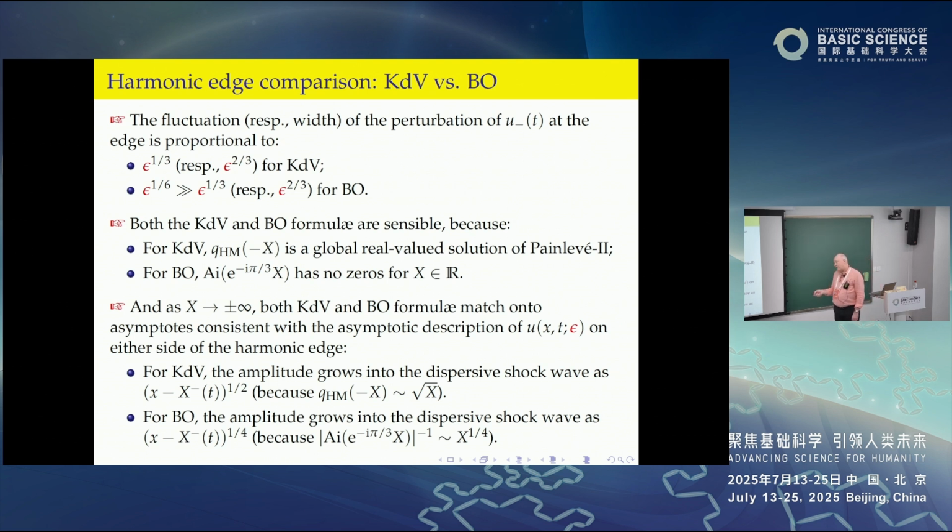Okay. And moreover, as x goes to plus or minus infinity, this KdV formula, also the Benjamin-Ono formulas, they match onto the asymptotes that we already know from the behavior away from the harmonic edge, I would say. So for KdV, the amplitude grows like a square root going away from the center. That's because the Hastings-McLeod solution behaves like a square root. And so that's matching exactly what we expected. For Benjamin-Ono, we expected a 1/4 power, and that's coming from the Airy function again, because if you expand this thing out as x goes to plus infinity, you pick up x to the power 1/4 from the Airy asymptotic. So it's coming out from there.